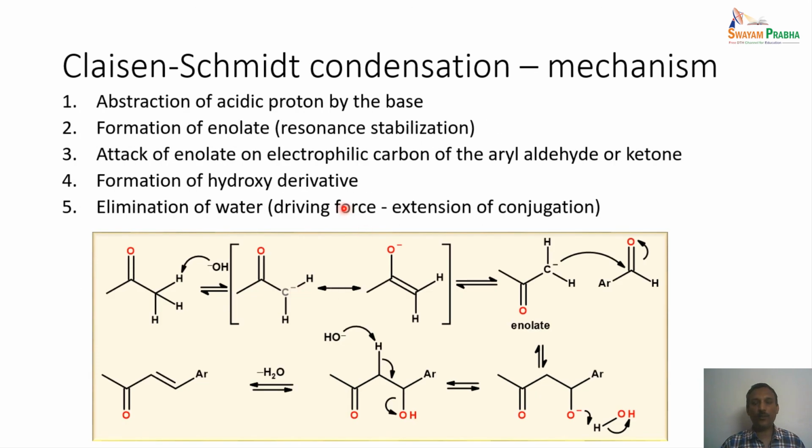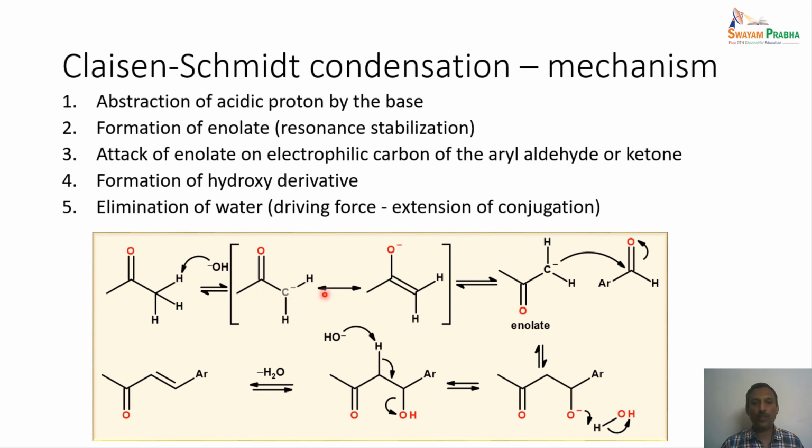So let us look at the mechanism in detail. The initial step is, because this is a base catalyzed reaction, we have an acidic proton, that is the alpha hydrogen which is present next to the carbonyl group. This is the most acidic proton. This proton is abstracted by the strong base, which leads to the formation of a carbanion.